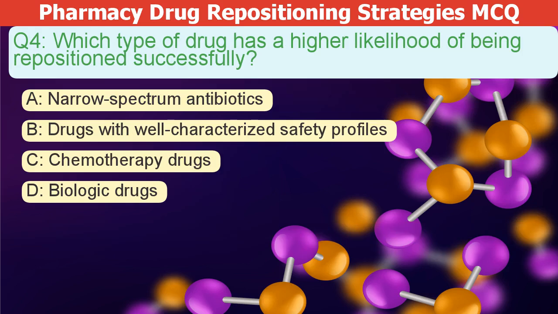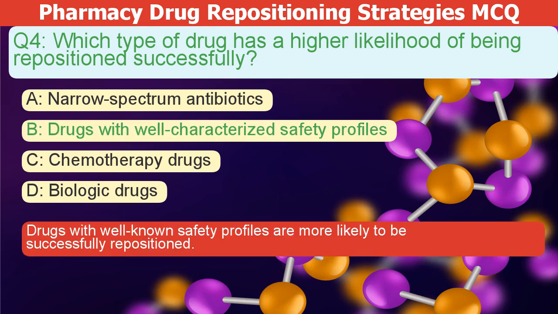Which type of drug is most likely to be successfully repositioned? A. Narrow-spectrum antibiotics. B. Drugs with well-characterized safety profiles. C. Chemotherapy drugs. D. Biologic drugs. The correct answer is B. Drugs with well-known safety profiles are more likely to be successfully repositioned.